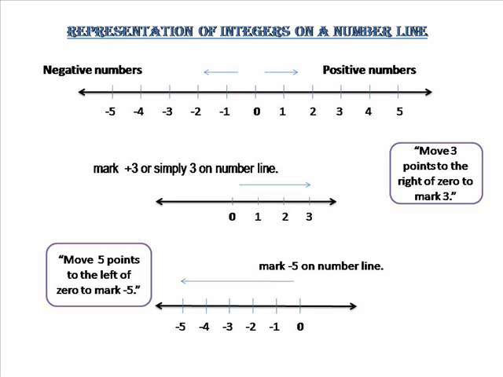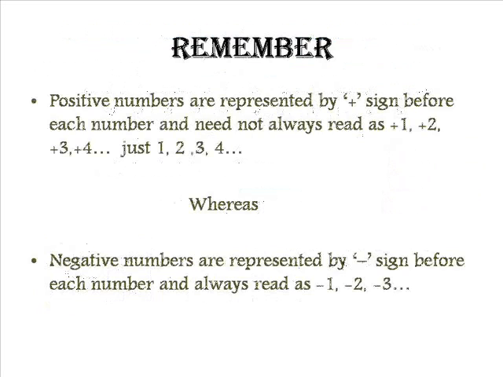For example, if I want to mark -5 on a number line, I move 5 steps to the left of 0 and mark -5 on the number line. Here we have to remember that the distance between the numbers on a number line should be equal. Another important point to remember about positive and negative numbers is that positive numbers are represented with a plus sign, whereas negative numbers are represented with a minus sign.